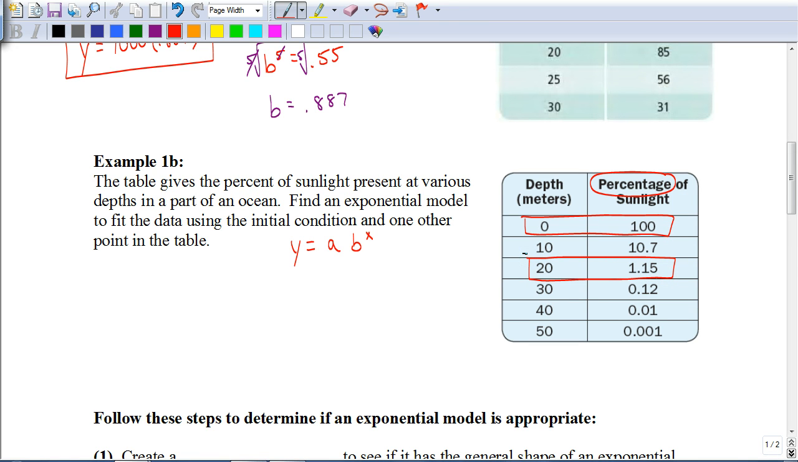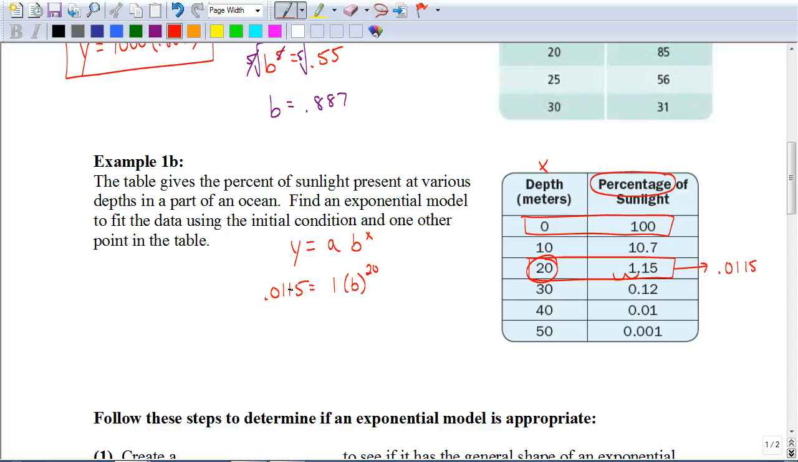So 20 and 1.15. So again, our depth, our x, is going to be 20, so my exponent is going to be 20. But my percentage is not going to be 1.15. If I change that to a decimal and move the decimal place 2 places to the left, it'll be 0.0115, which is what I'm going to use for y. So it's going to be 0.0115 equals my initial amount, which is 100%, which is 1.0, or just 1, times b, and my exponent for b is going to be my x here, which is 20, because when x is 20, y is 0.0115, or 1.15%.